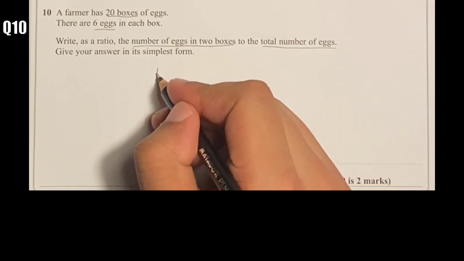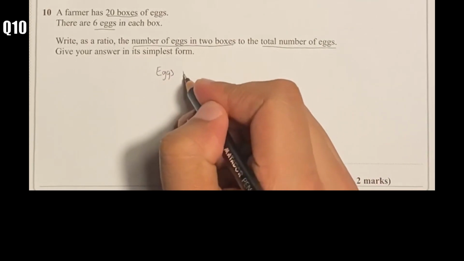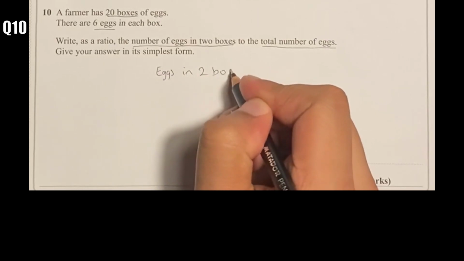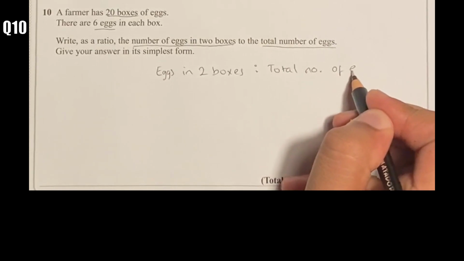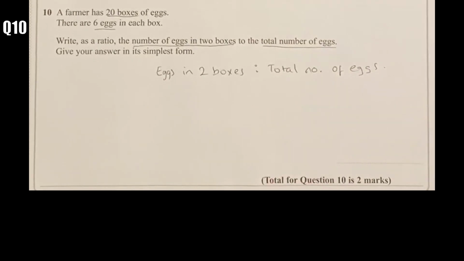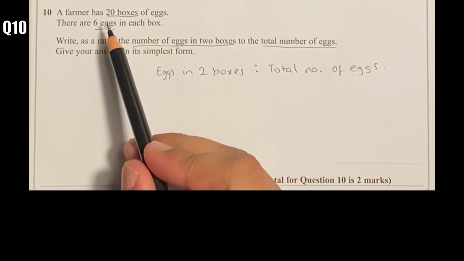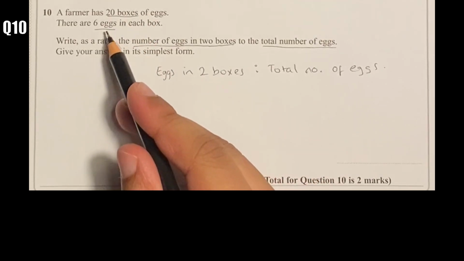So we want eggs in 2 boxes to total number of eggs. That's the ratio we are looking for. So he has 20 boxes of eggs and there are 6 eggs in each box.